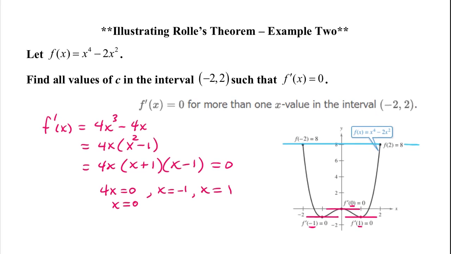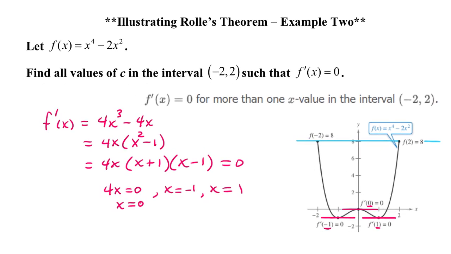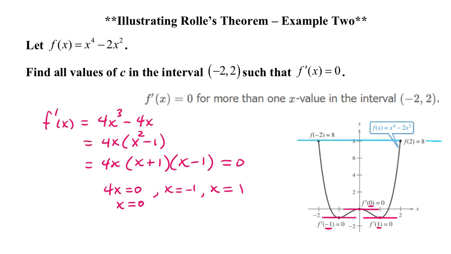And let's now look at a second example, one where our points are not on the x-axis. They don't have to be on the x-axis, as long as the points are equal. Let f of x be x to the fourth minus 2x squared. We're going to find all values of c in the interval from negative 2 to 2, such that f prime of c equals 0. Rolle's theorem highly depends on horizontal tangent lines, and that's why one of the requirements is equal function values.